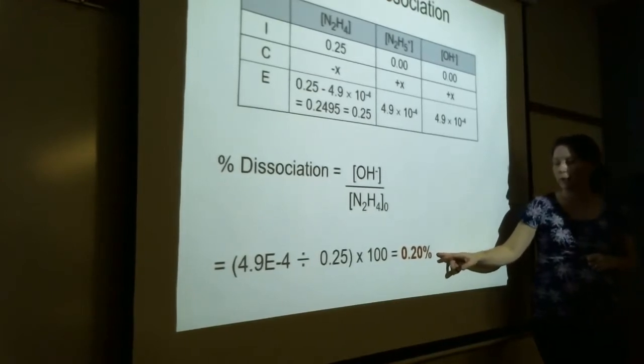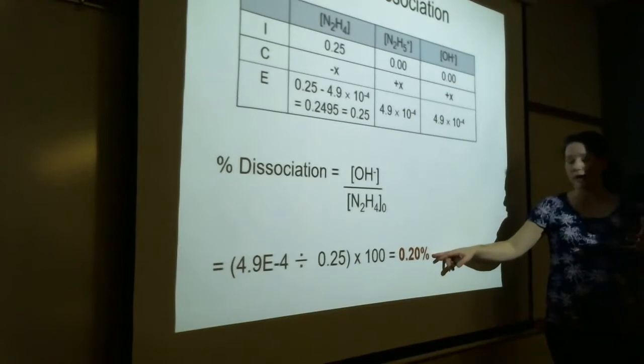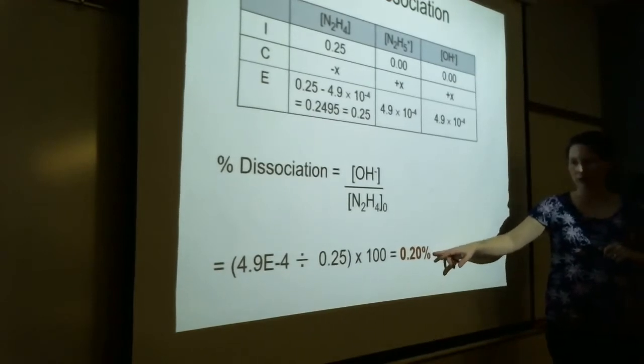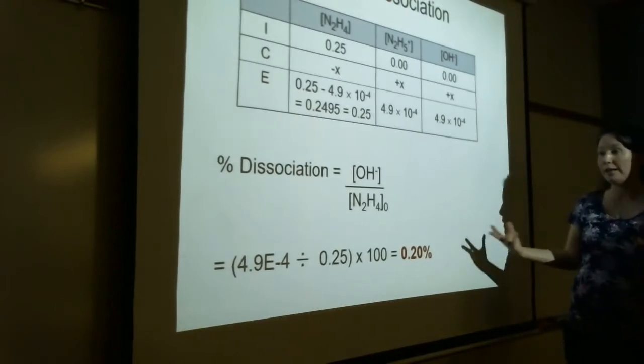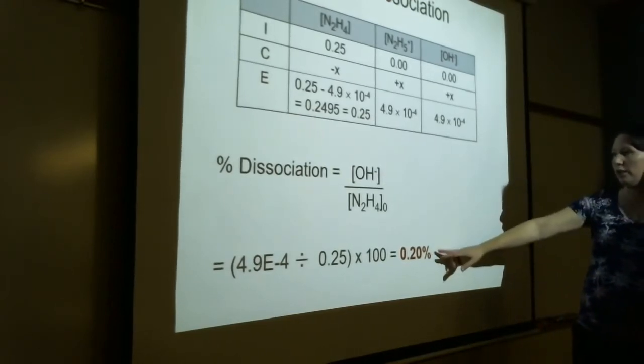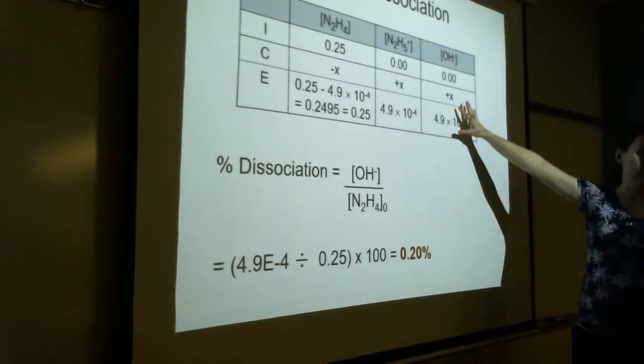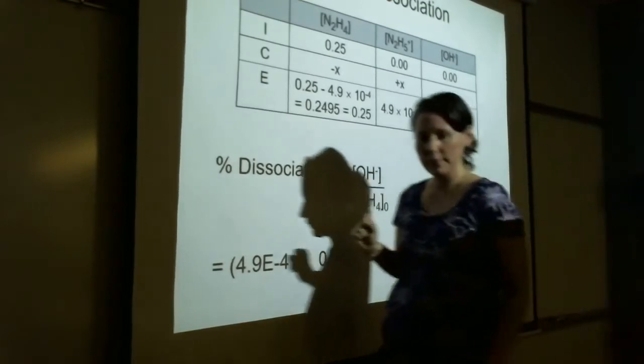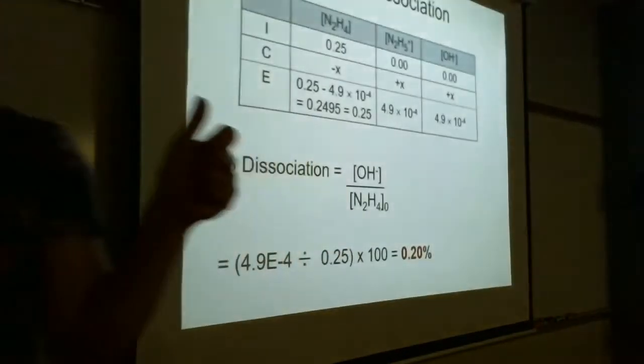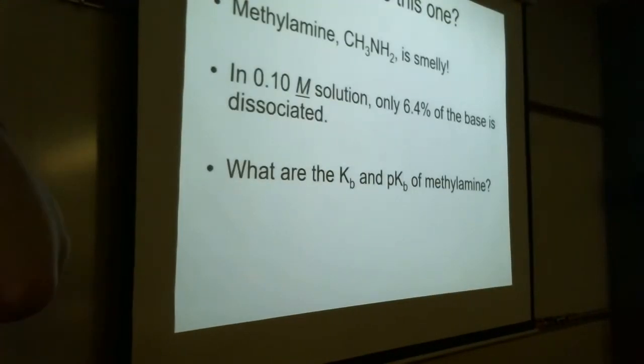All right, if you come up with 150, that's not reasonable, right? Because this is a weak base. So if you have a very big number for your percent dissociation, you either flipped something here or you need to go back and double check your math here. Do you feel good about this one? Feel good? All right, this is the last one for today.